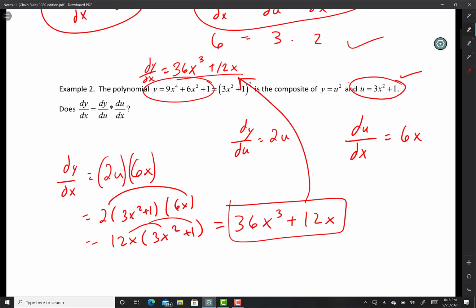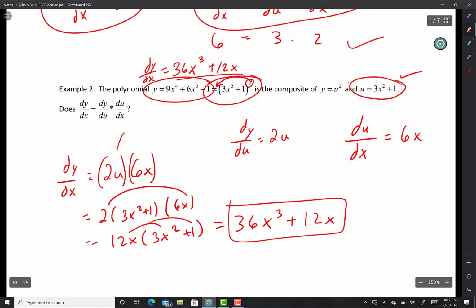Cool, right? All right, so let me explain what is happening here, guys. Let me explain why this works. Notice that when you take a derivative of a composite function, notice what we did. We brought this 2 to the front. Let's just focus on this.